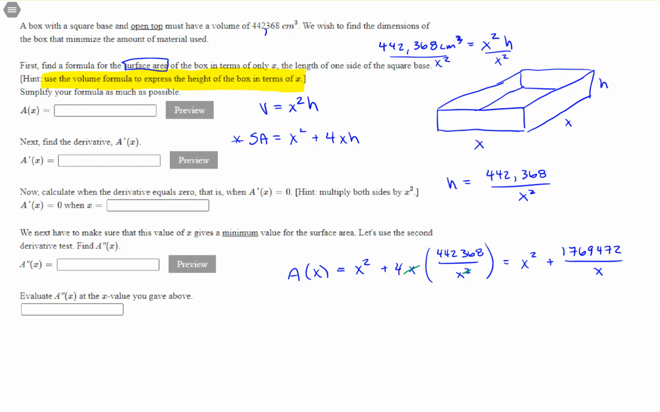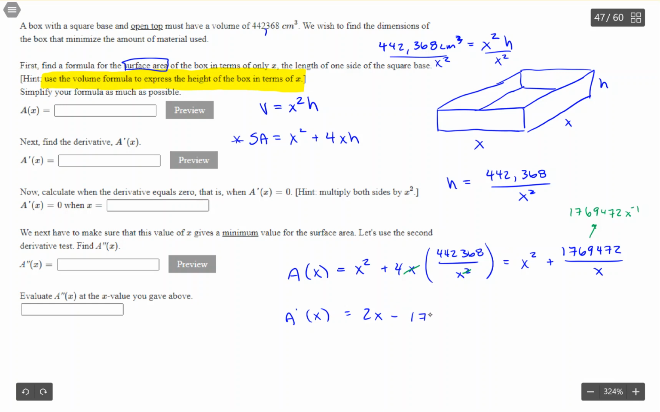So the next part of the problem says to find the derivative of this. The derivative of this function shouldn't be too bad to find. I'm going to think of this in terms of this giant number times x to the negative 1 power, so that I can use the power rule to get this. So 2x minus 1,769,472 x to the negative second power. Simplifying would make that 2x minus this guy over x squared. Okay, and that's the answer to this next portion.